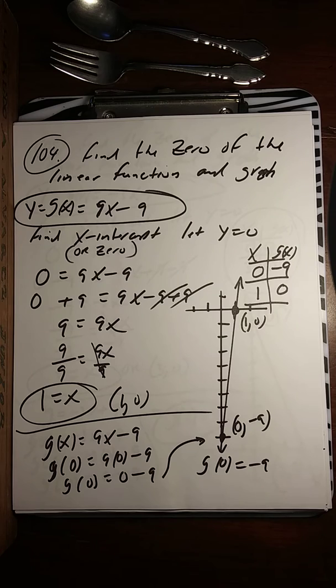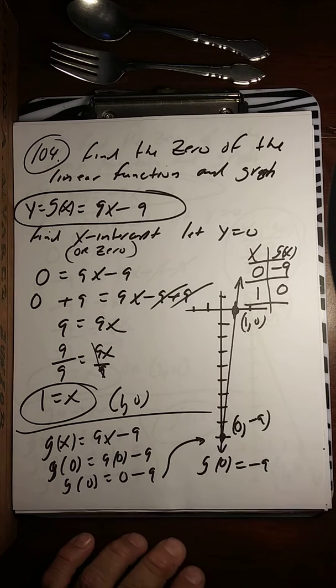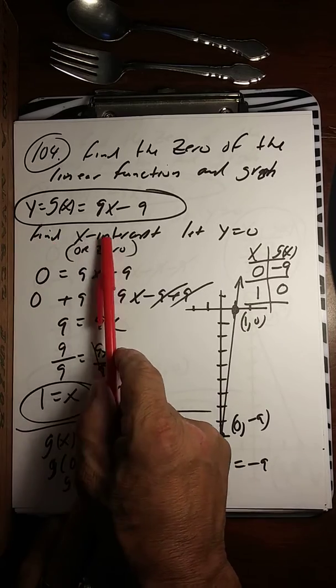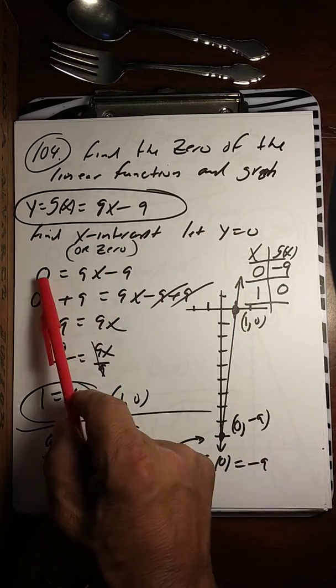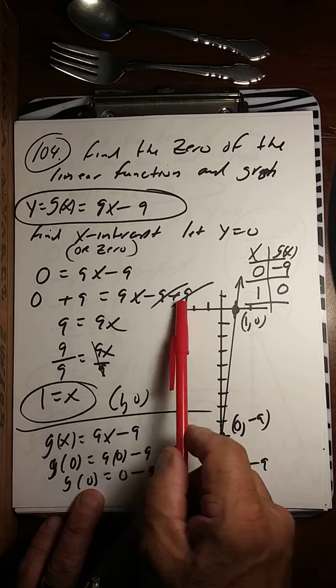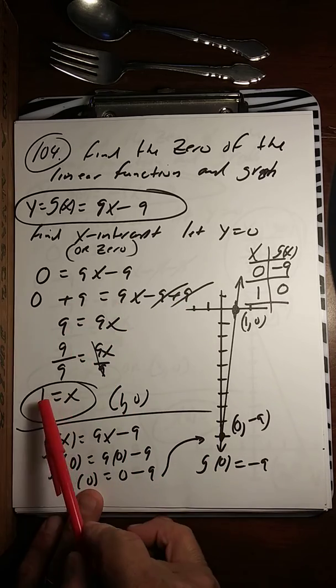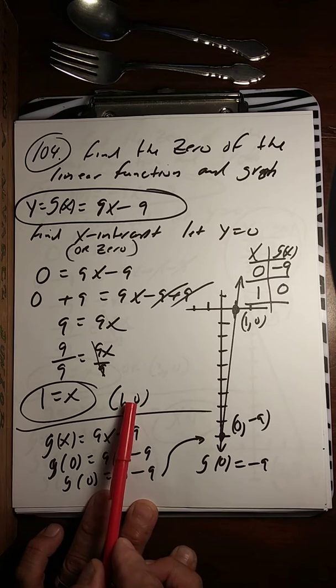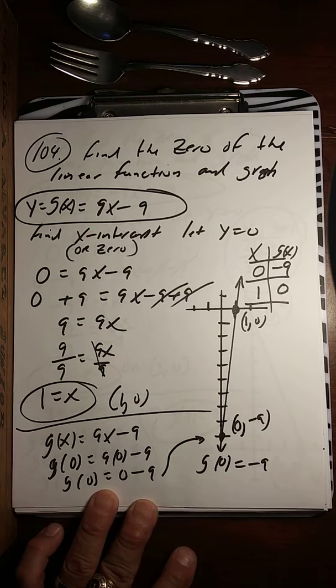Find the zero of the linear function. So 0 means set that equal to 0. Find the x-intercept, let y equal 0. So 0 equals this. Add 9, divide by 9, so x equals 1. So 1, 0 is a zero of that guy.